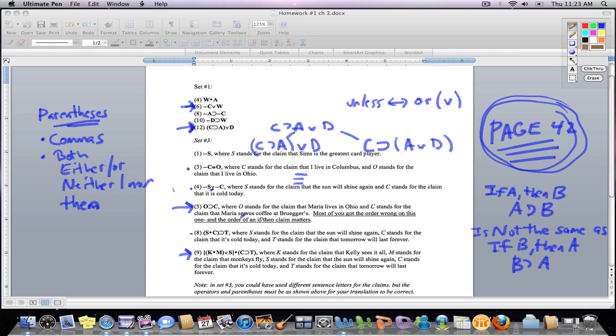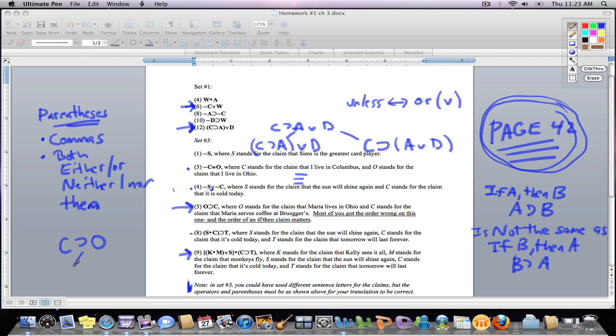Let's, I went with C for Maria serves coffee at Brugger's. It's not going to matter here. See the note down here, as long as you get the form right. Okay, I'm going to go back to C as Maria serves coffee, let me emphasize, at Brugger's. Now you read this straight from the book. Pretend you're doing the exercise here, and maybe you go like this. Maybe you start off with C, Maria serves coffee at Brugger's, and then you say if. And say, all right, O is going to stand for Maria lives in Ohio.